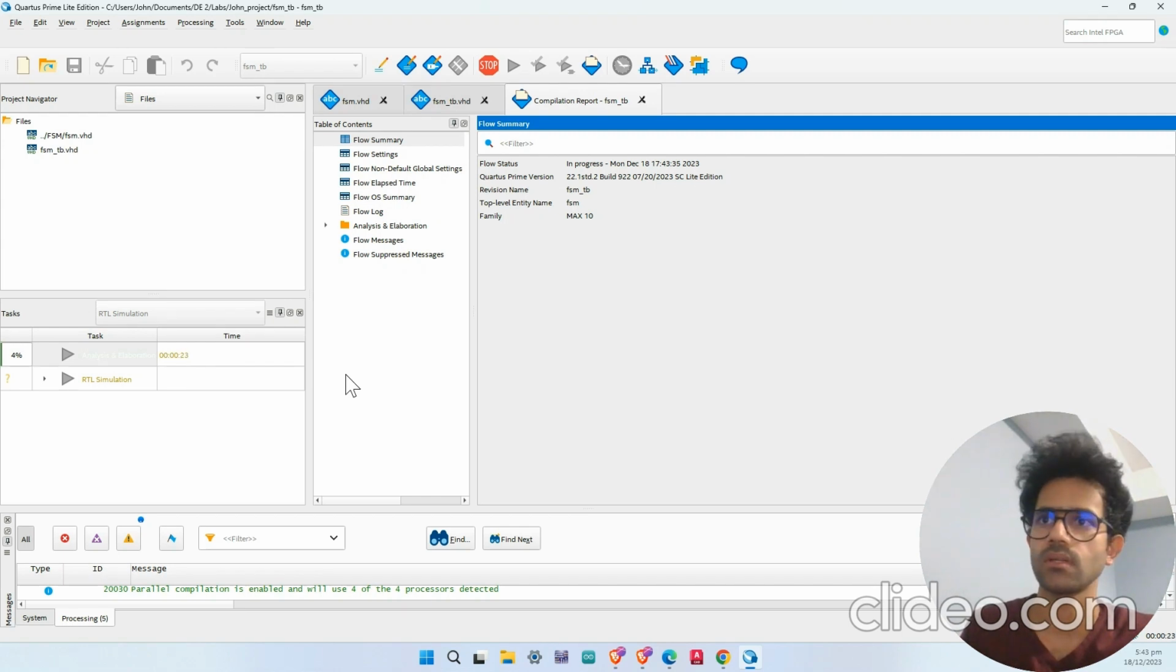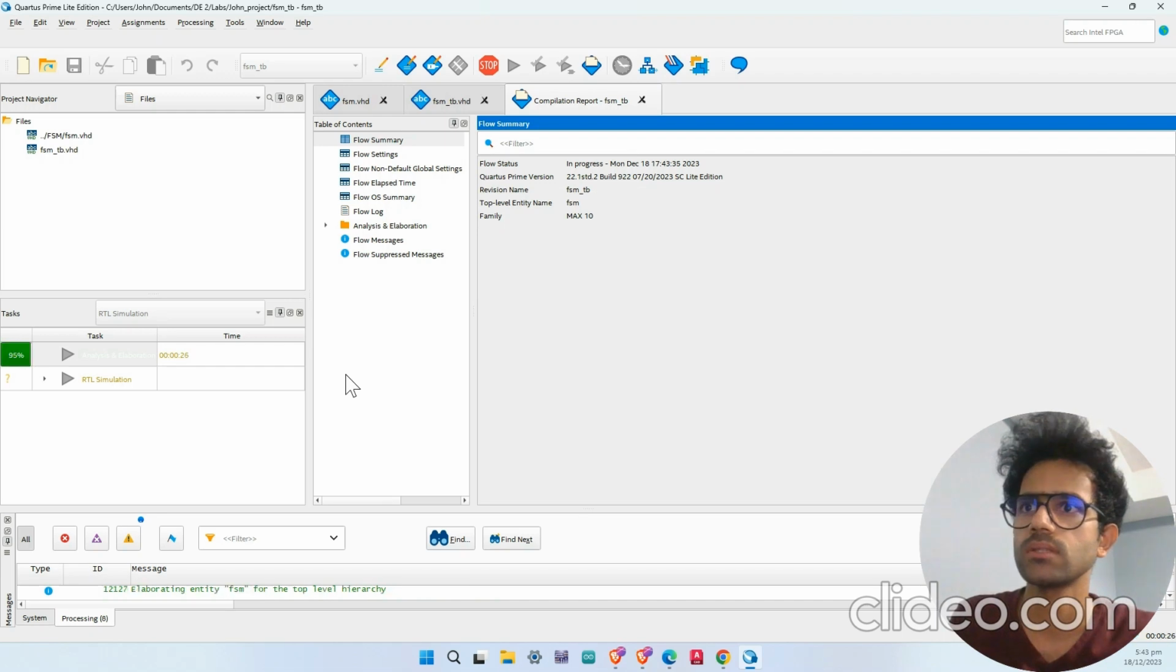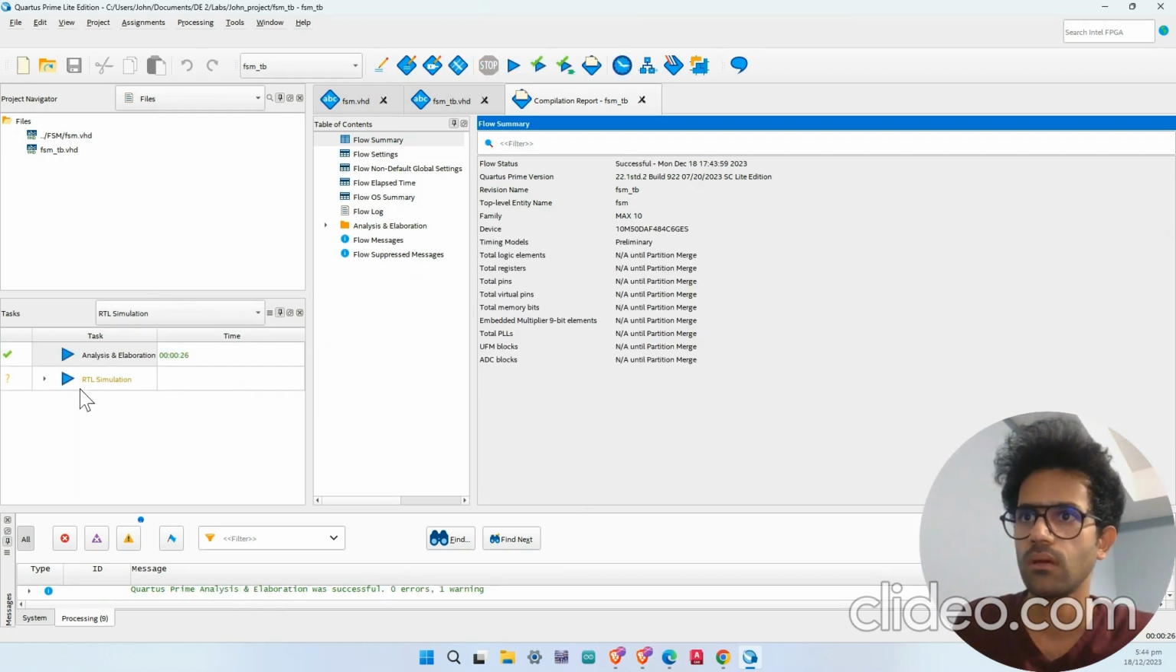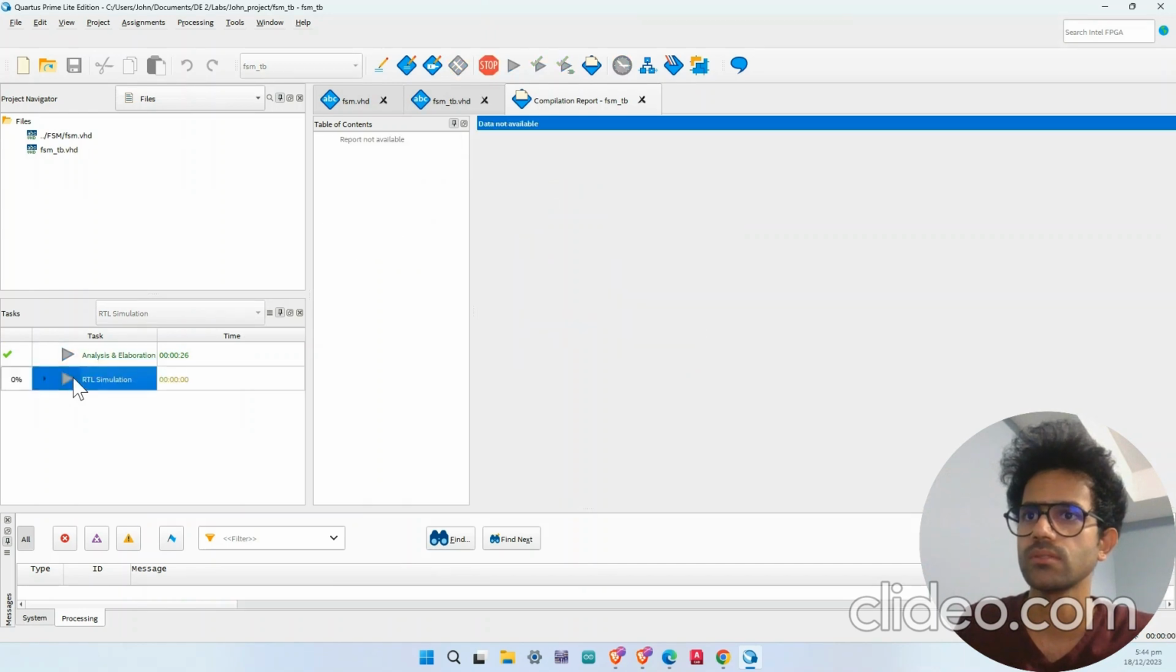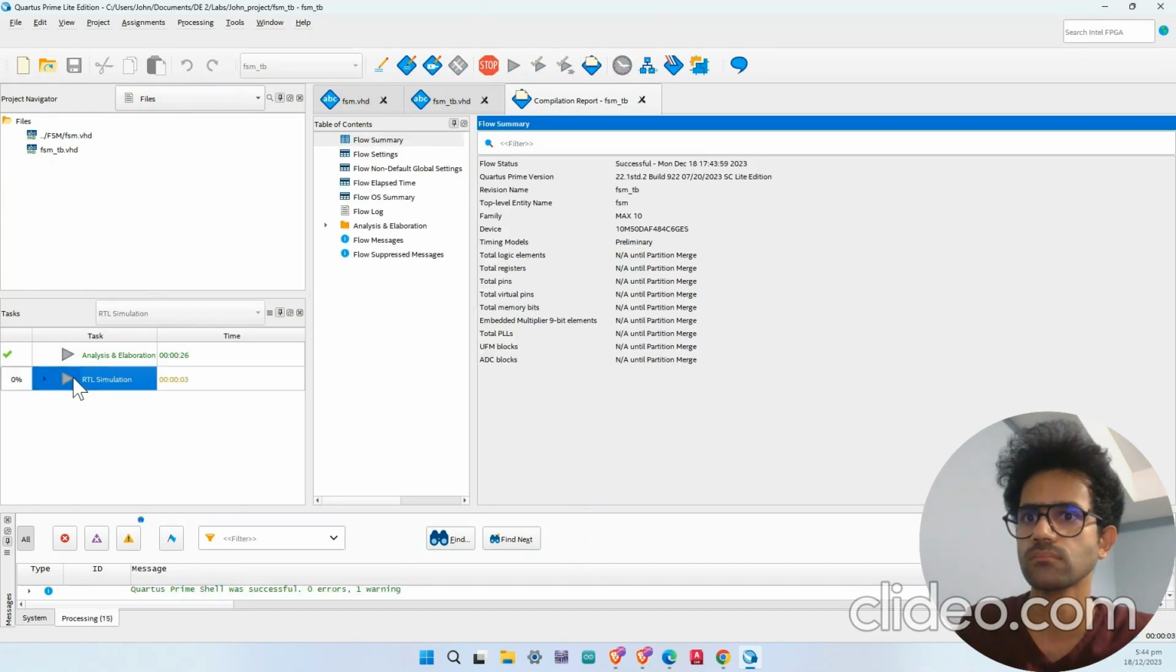Okay, the system is really slow. It's supposed to be faster. Yeah, that's it. So that's done. And let's look at the RTL simulation.